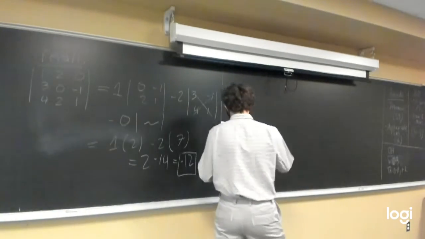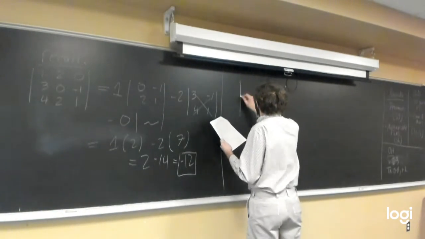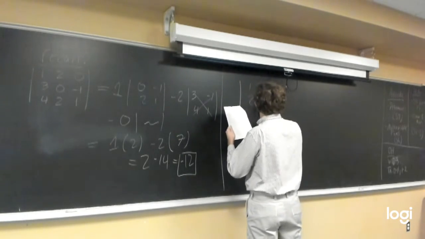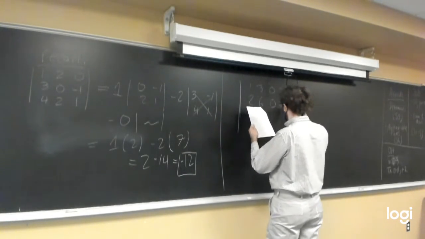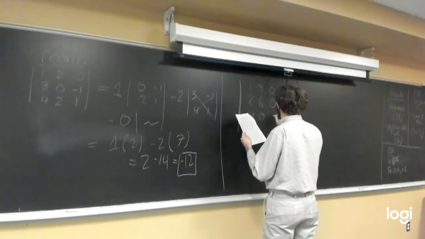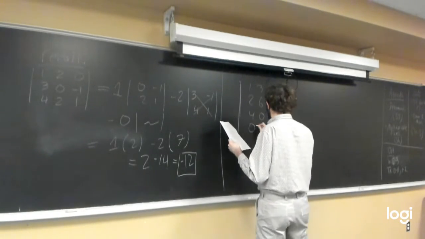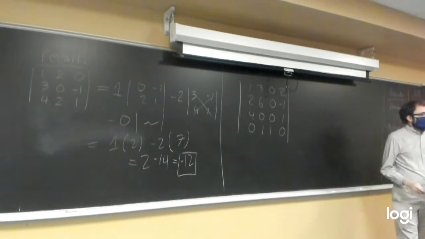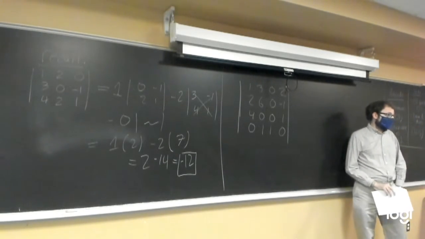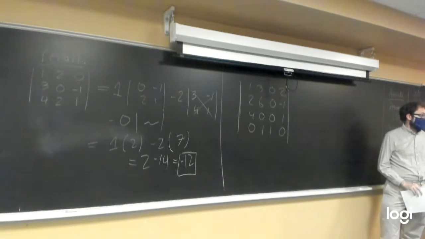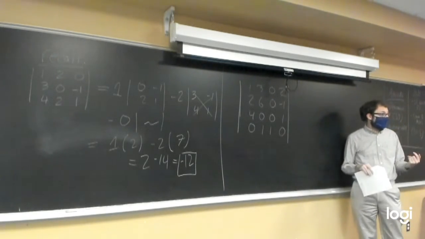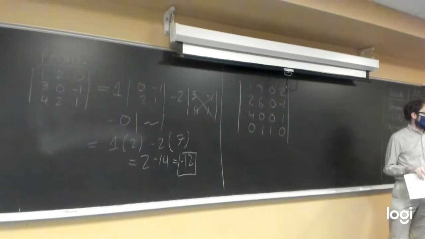And the determinant I want to look at in particular is going to be 1, 3, 0, 2, 2, 6, 0, -1, 4, 0, 0, 1, 0, 1, 1, 0. In general, the procedure you use to evaluate a 4 by 4 determinant works basically the same way that we would do a 3 by 3 determinant.